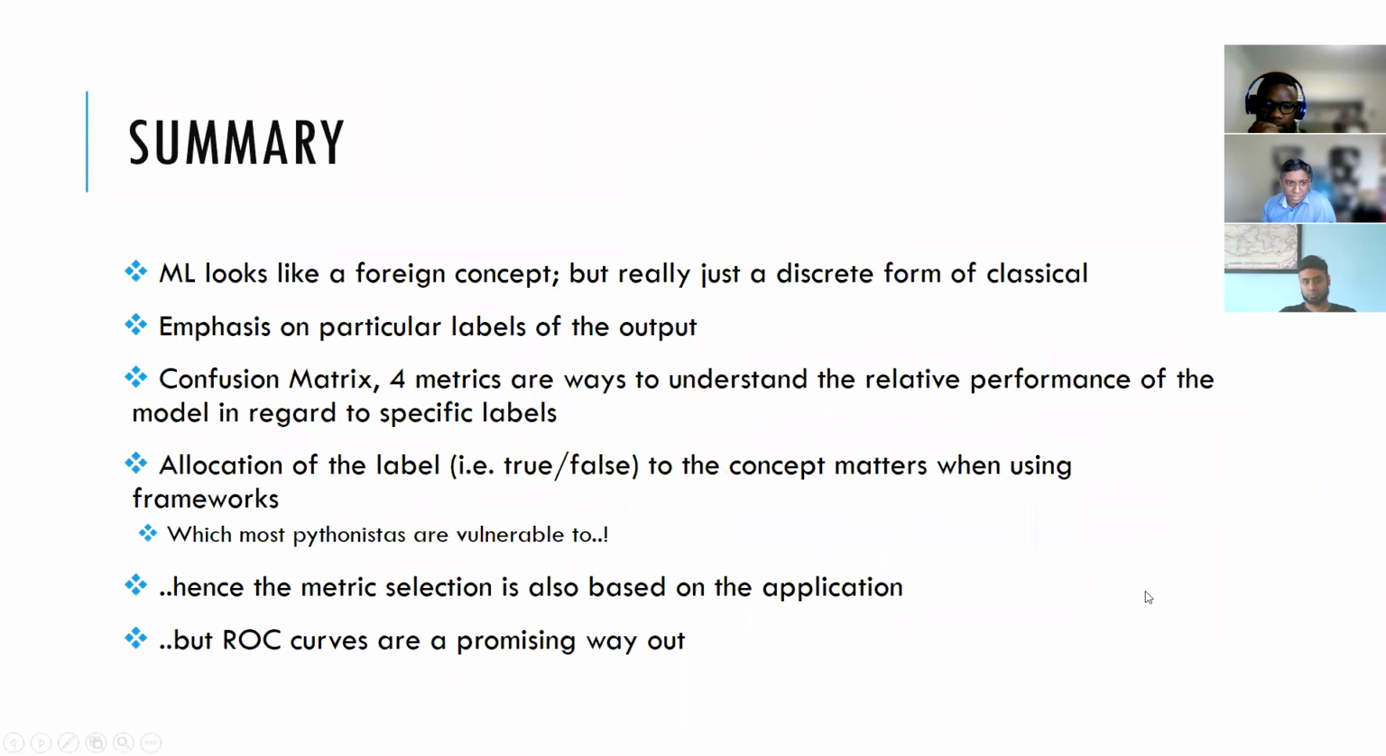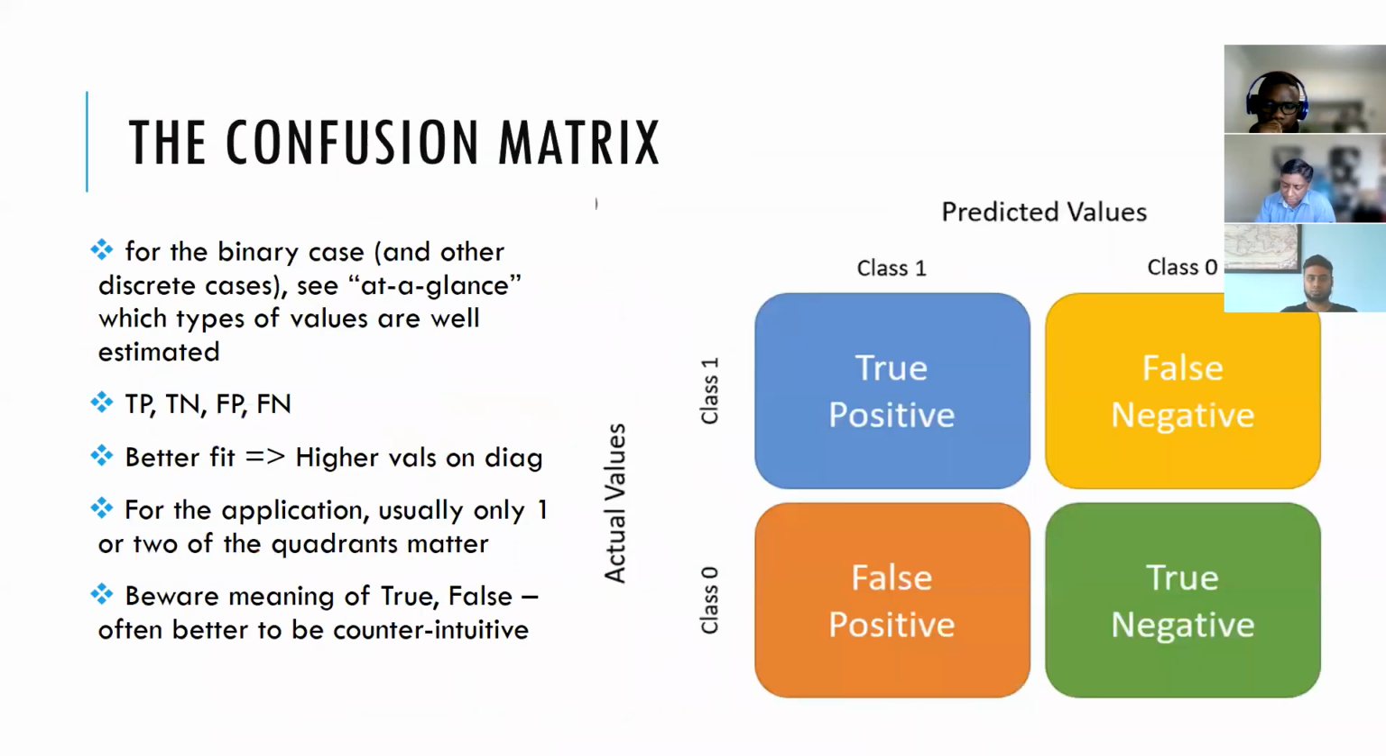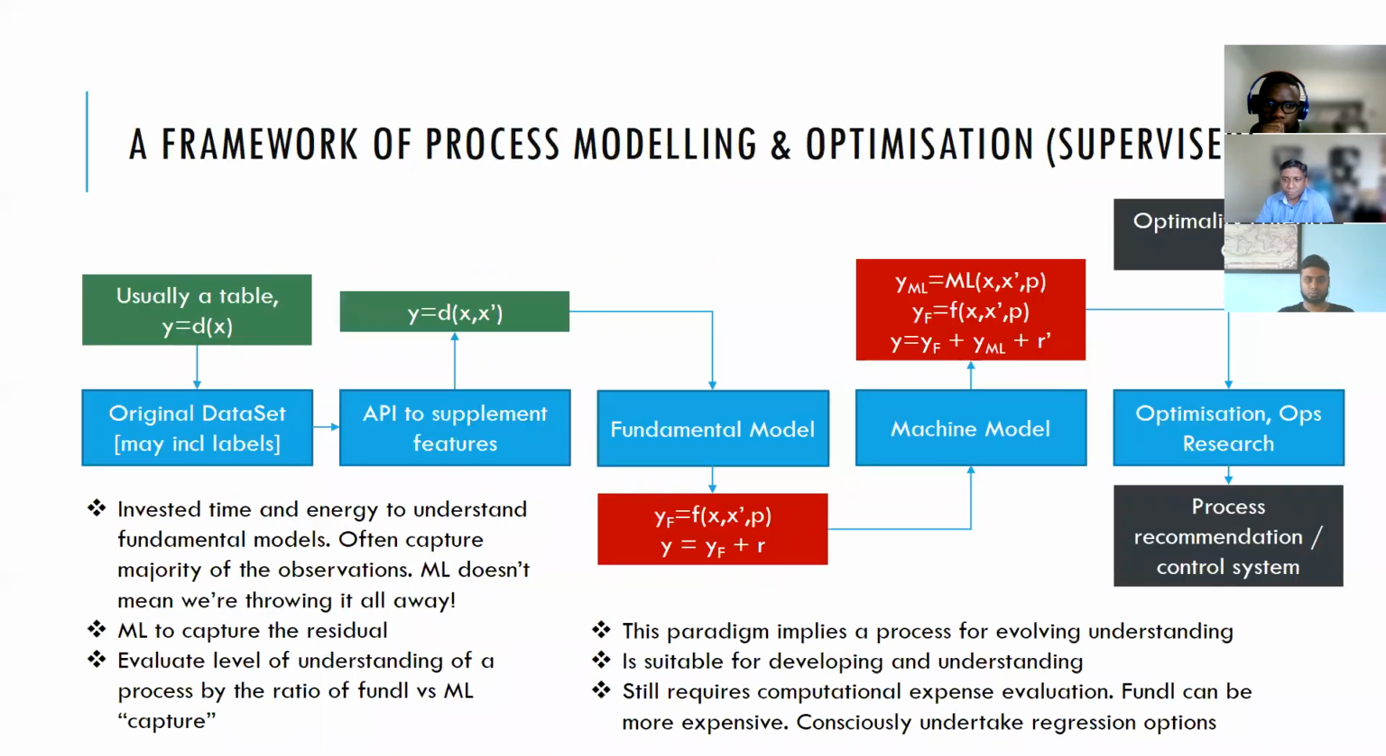And that's basically it. So I have covered what we did before about the confusion matrix. And to me, what's really new now is this kind of framework for looking at how to complement what we do in fundamental modeling and machine modeling.